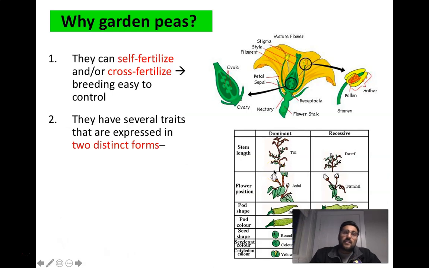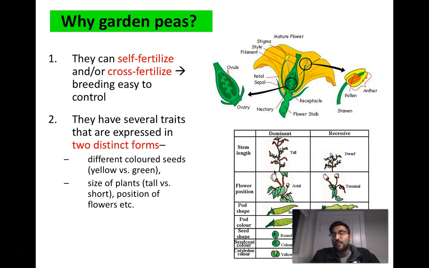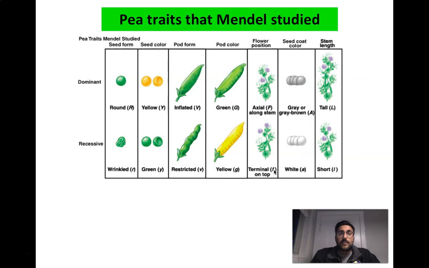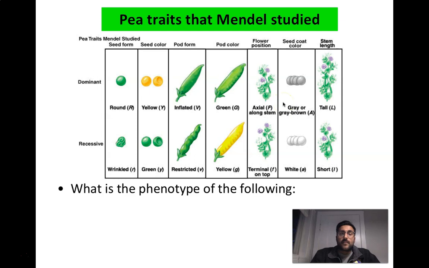He picked peas because they were easy to fertilize. They had a lot of offspring very quickly. They had very distinct differences. A lot of different reasons why he would have picked peas. There's a summary of the different traits he saw. It doesn't really matter. But how about this?